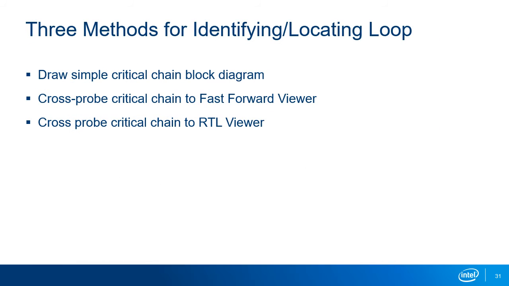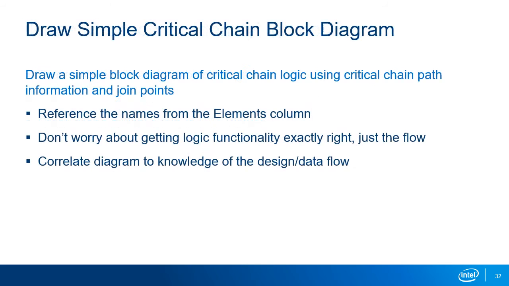If you need some assistance in locating the loop, then here are 3 methods you can use: drawing a simple block diagram, using the fast-forward viewer, and using the RTL viewer. The first method is to draw a simple block diagram. Now this should be pretty simple.